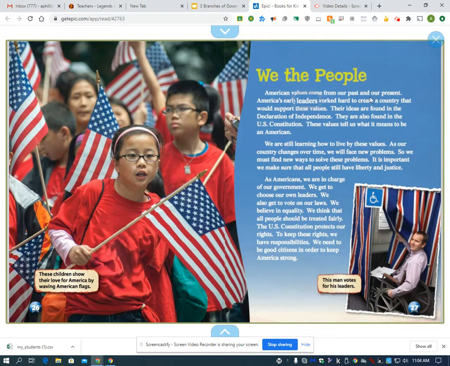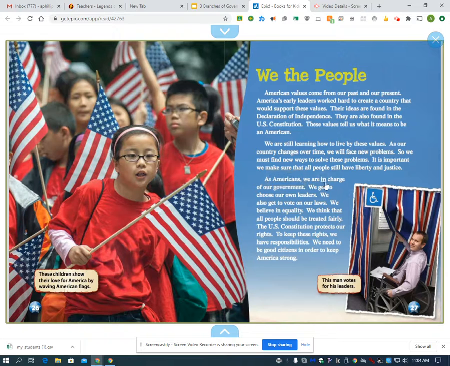American values come from our past and our present. America's early leaders worked hard to create a country that would support these values. Their ideas are found in the Declaration of Independence. They are also found in the U.S. Constitution. These values tell us what it means to be an American. We are still learning how to live by these values. As our country changes over time, we will face new problems. So we must find new ways to solve these problems. It is important we make sure that all people still have liberty and justice.